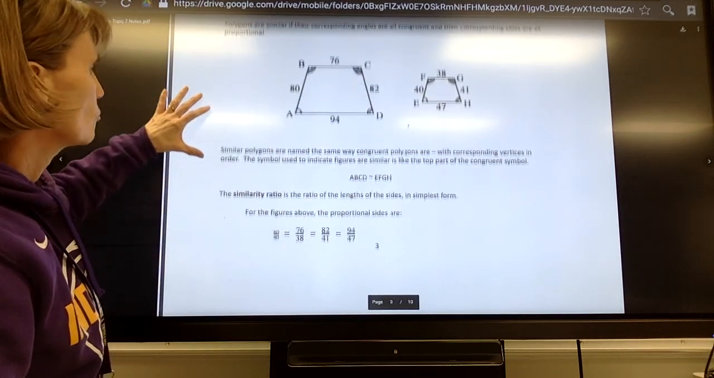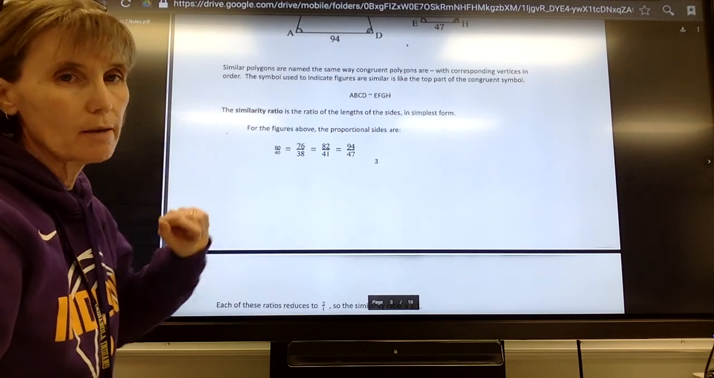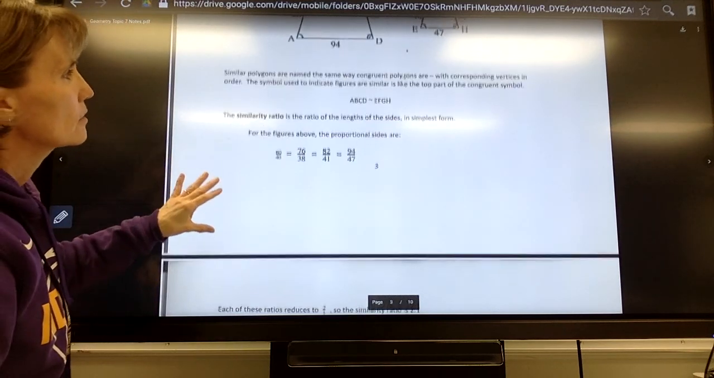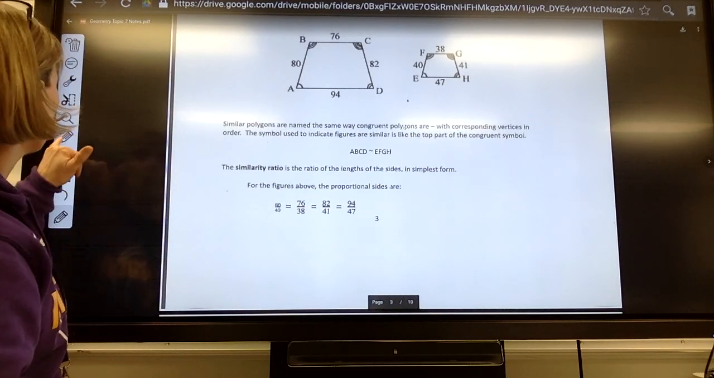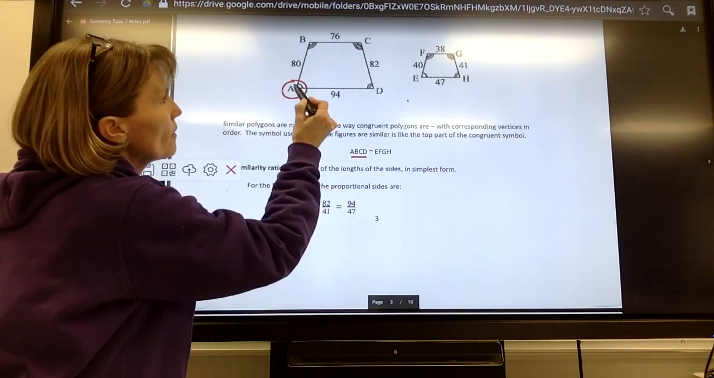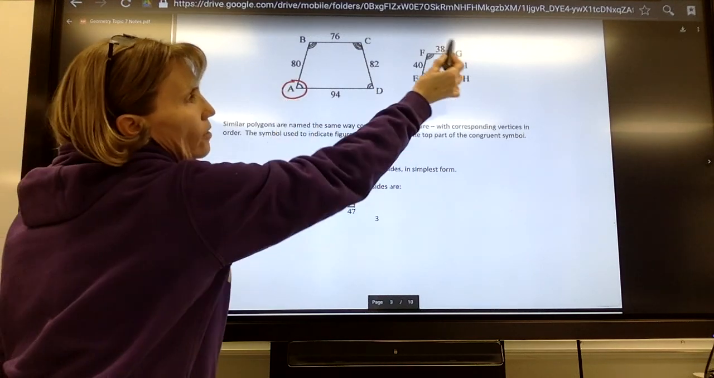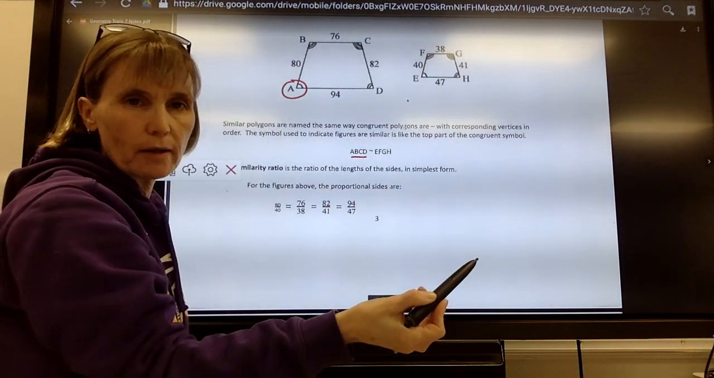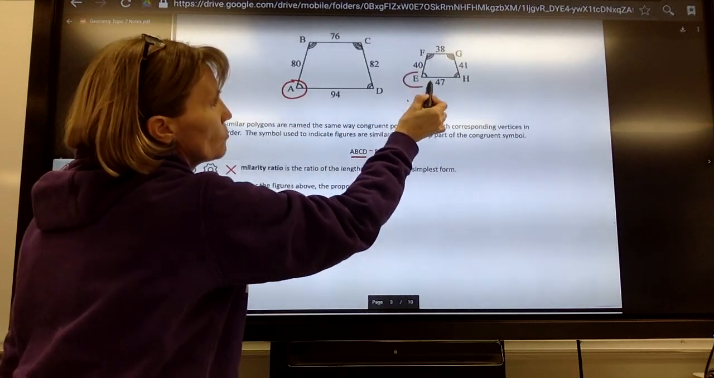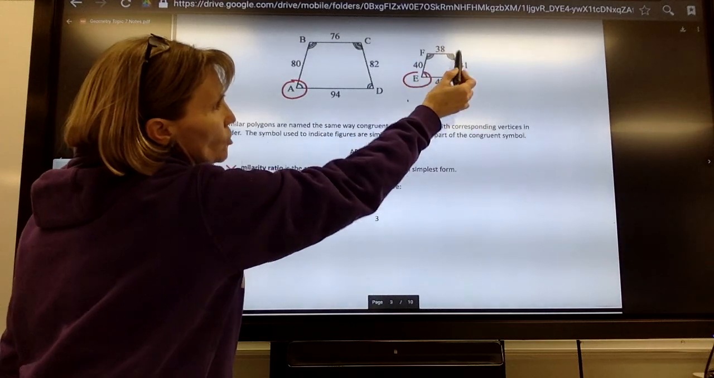Okay, and it goes through that explanation. Similar polygons are named the same way that we name congruent polygons. Okay, so this is important. When you name figures similar, since they started with A, they went up to B, C, and then D, they started down in this corner. So which angle over here was corresponding to that? Well, it's the angle that has the same measurement. So we have to start with E, and then we'd have to go up to F, G, and H.